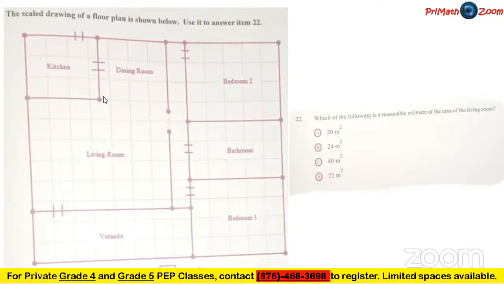So let's find the living room. And if we bring it across here, we can count 1, 2, 3, 4, 5, 6, 7. And note that one of these is a square meter based on the key. So we have 7 across and 5 down. 7 times 5 is 35. Plus we have half of 7 down here, which is like 3.5. So 35 and 3.5 will be 38.5. And so a reasonable estimate could be 40. So our correct answer here would be 40 square meters.